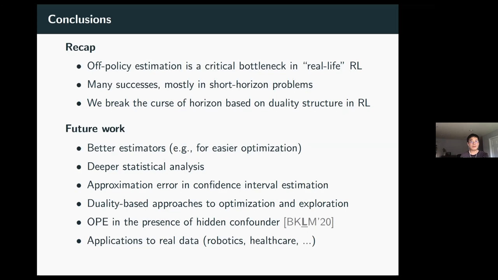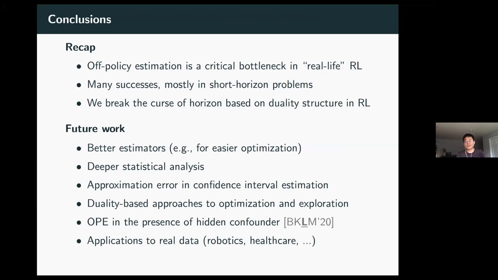There are many other things, like hidden confounders and more applications, and I'm happy to talk more about this if you're interested. Okay, so I think I'm done with this talk. The rest is the LP formulation, and if people are interested, I can talk about it, but I can stop here.